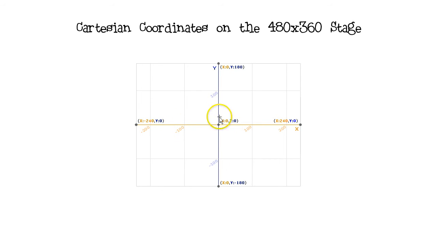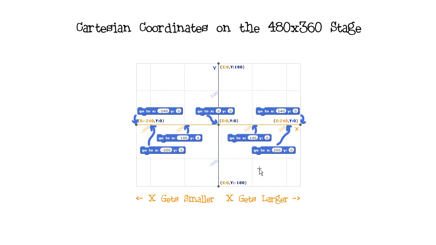The y-axis goes up and down. 0 is at the center. As the y value gets larger, the location is further up, and as the y value gets smaller, the location is further down. Knowing both the x and y values gives a unique location anywhere on the stage. The x value of 0 is in the center, positive x values are on the right half, and negative x values are on the left half.